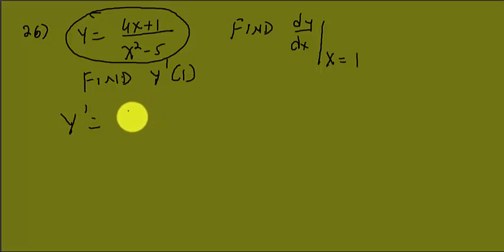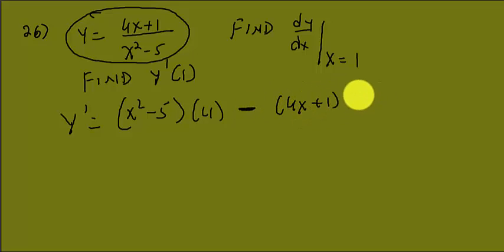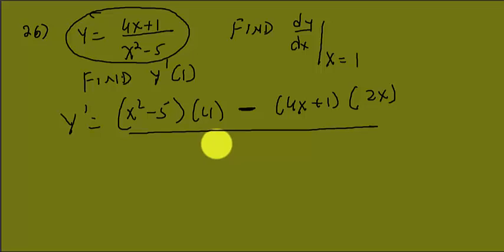The denominator, which is x squared minus 5, times the derivative of the numerator, which is 4, and minus the numerator, which is 4x plus 1, times the derivative of the denominator, which is 2x. All that over the denominator squared, which is x squared minus 5 quantity squared. Now you will be tempted to simplify this and then plug in 1, because we're trying to find y prime of 1. You have to write that down also. But it's easier if you just plug in 1 where it is and then simplify.